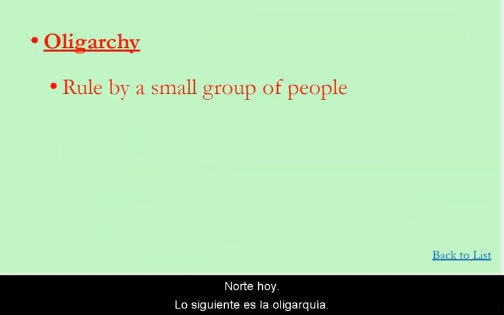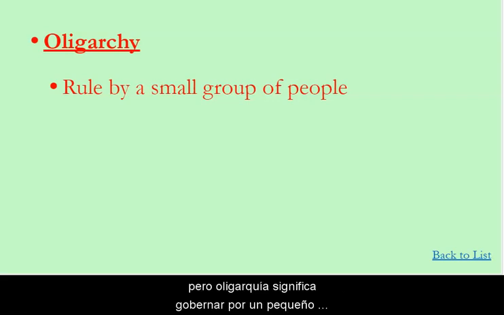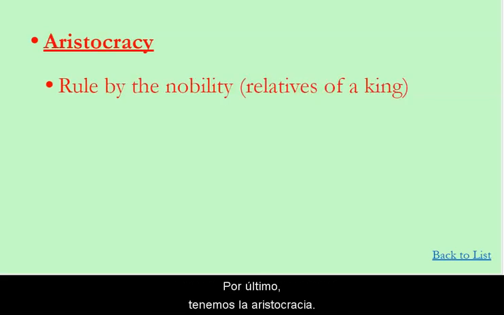We have an oligarchy. This doesn't really exist very often, but oligarchy, not Olive Garden, oligarchy means rule by a small group of people. Something like if a family was going to rule. So maybe you had brothers and sisters that ruled together. Well, you probably then understand why this doesn't last very long, because usually one of those people will want to take power and control for themselves, and sometimes will even kill or get rid of somehow the other people in the oligarchy.